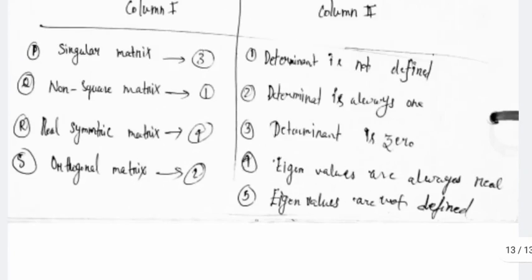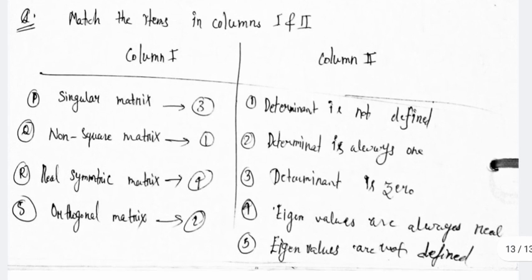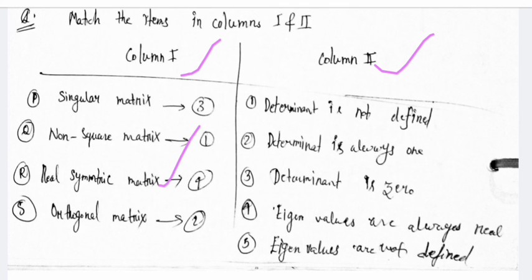Here the next question is match the following. There are two columns, column first and column second. In the first column the matrices given are singular, non-square matrix, real symmetric matrix, and orthogonal matrix. And the second column gives the options: first, determinant is not defined. Second, determinant is always 1. Third, determinant is always 0. Fourth, eigenvalues are always real. And fifth, determinant is not defined.